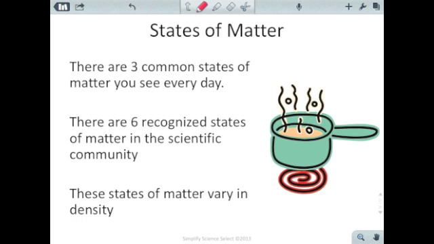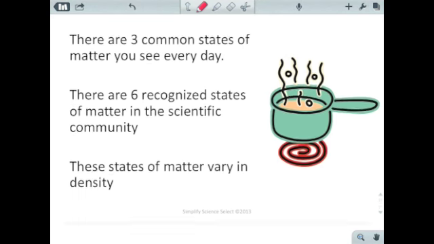But there are 6 recognizable states of matter in the scientific community. We have solid, liquid, gas, plasma, Bose-Einstein condensate, and fermionic condensate. Those are the 6 recognizable by the scientific community. We usually focus on the 3 common states, solid, liquid, gas, and we throw in plasma as well. Now, all these different states of matter vary in density, so how dense they are, how far apart the particles are, compared to the mass of it.